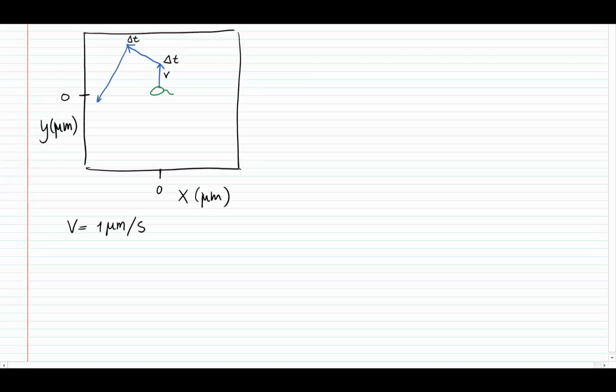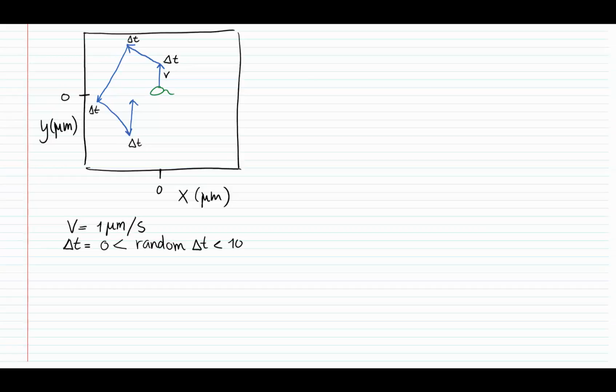We have a Cartesian space in 2D, so we have a square in which the bacterium can move. The bacterium starts at coordinate x is 0, y is 0. The bacterium is going to move around with a speed of 1 micron per second. After time interval delta t, the bacterium switches direction. This interval delta t is a random number and it can be any value between 0 and 10 seconds.